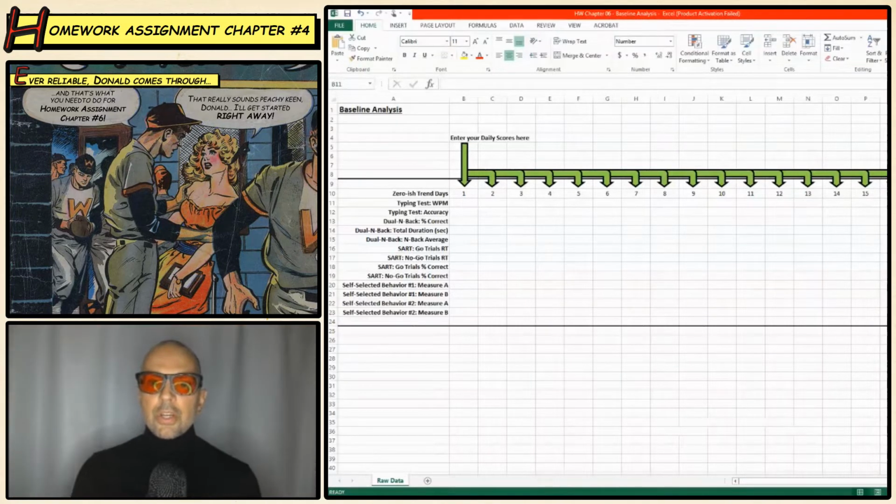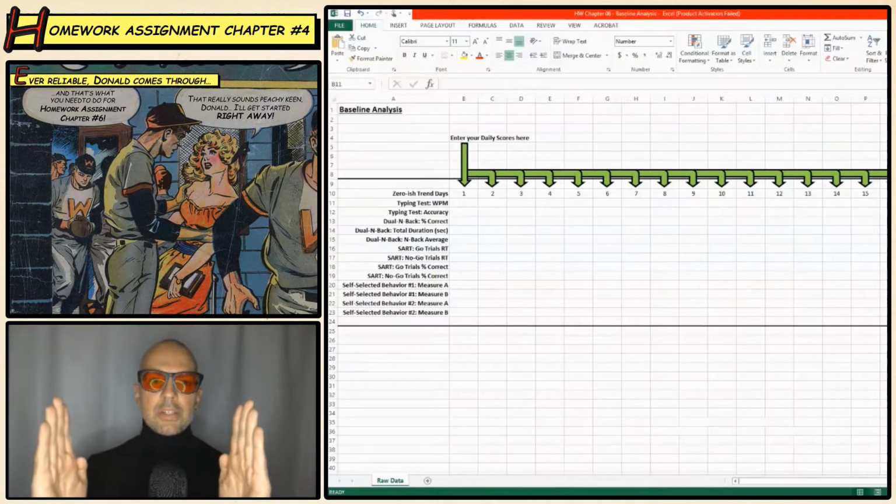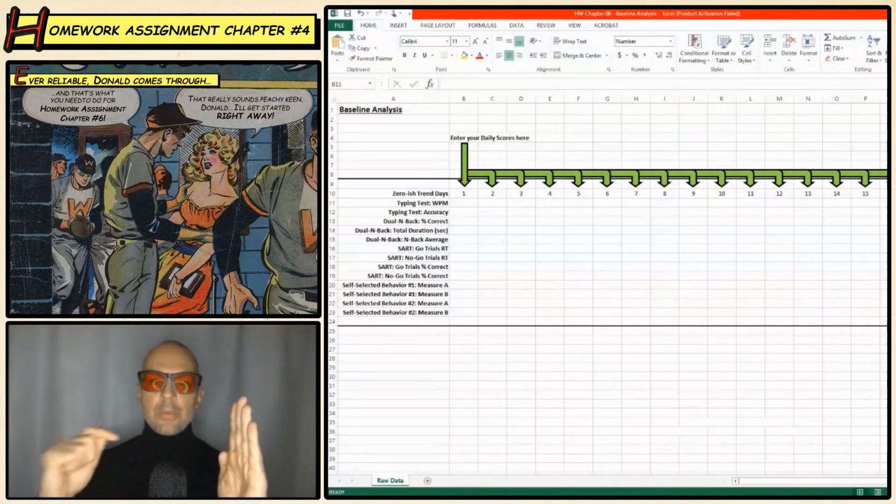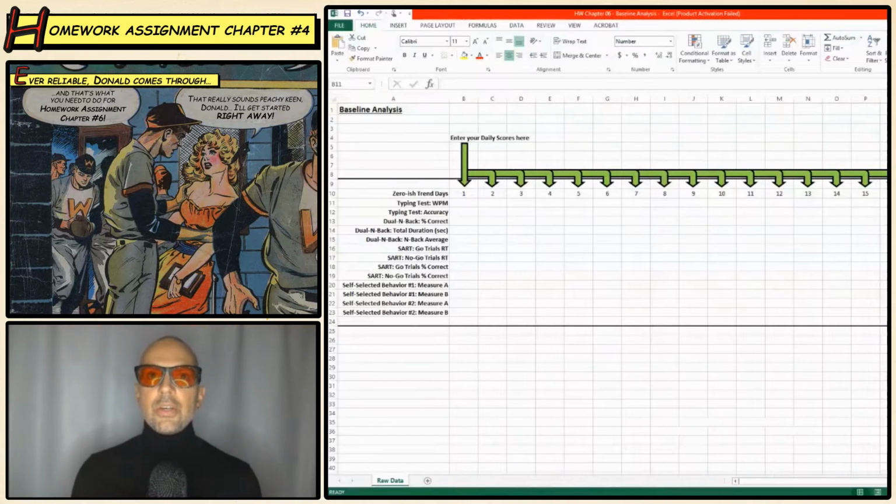And what you're going to do is choose a point where that starts. So visually determine where that zero trend starts and where it ends, and then go up to the day that it ends, hopefully the last recorded day of your behavior. And what you are going to do is enter in every day's score for words per minute. We're going to start with words per minute. You're going to enter every day's score into this homework chapter 6 baseline analysis Excel sheet.